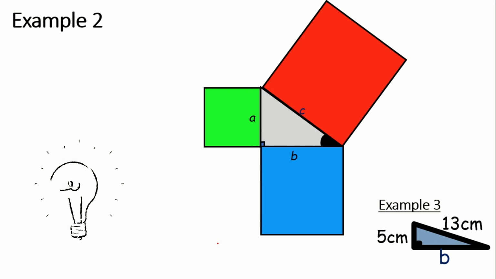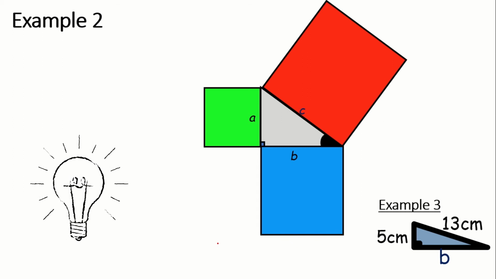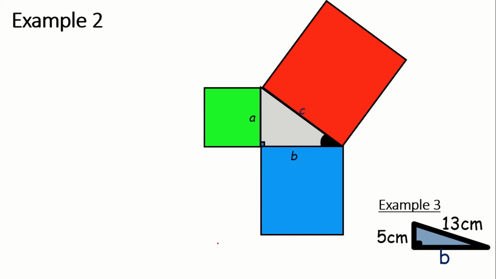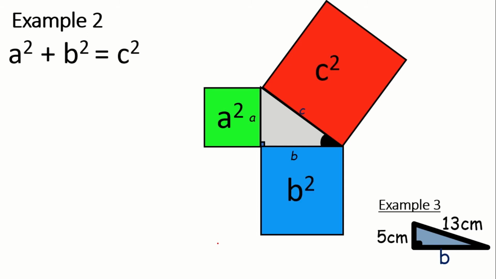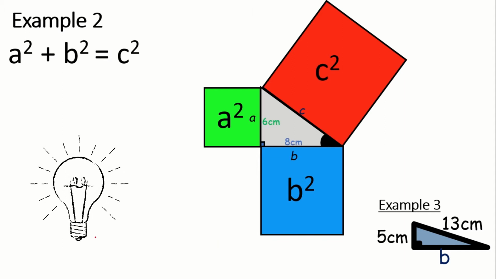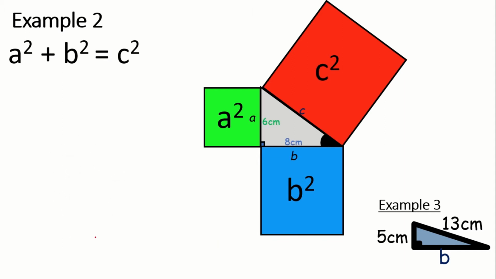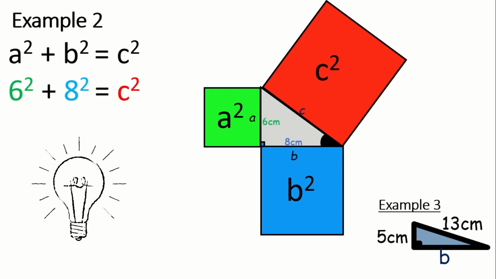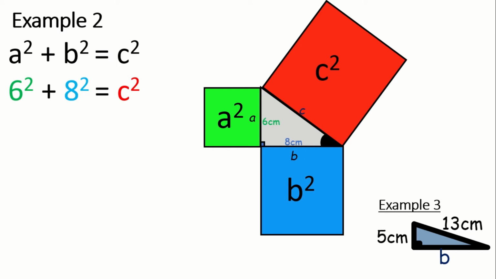Can someone put their hand up and remind me of what the equation is for Pythagoras? Yes, a squared plus b squared is equal to c squared. Talking with your partner, let's discuss what is the next step. That's it. So we get the following. Can someone tell me what we do on the next line of our workings? Yes, we get 36 plus 64 equals c squared.